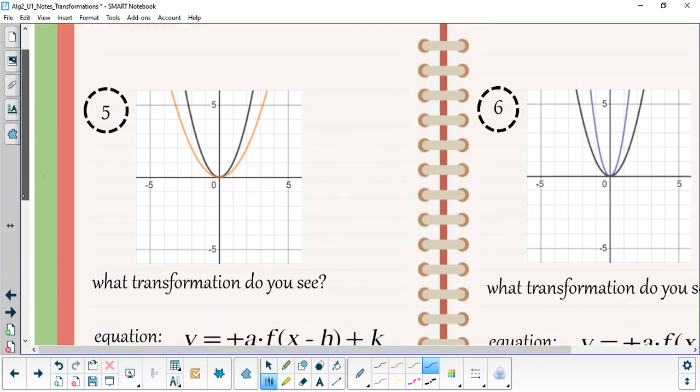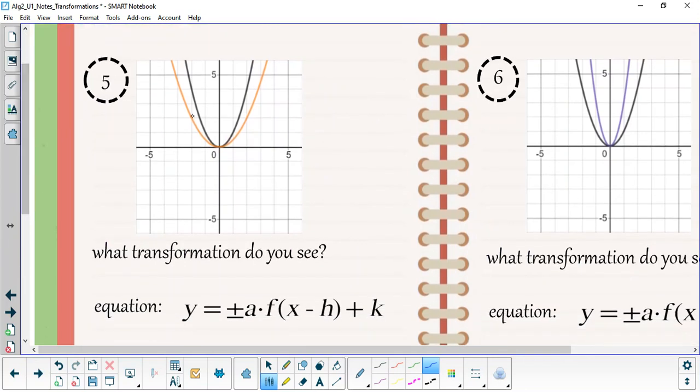All right, now we have 5. So again, my black graph is my original. My orange one is my new one. So for the orange one, it looks like we have flattened, right? We smushed. So this is what we call a compression. But how much did we compress by?